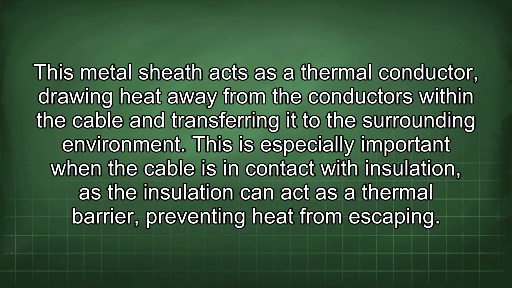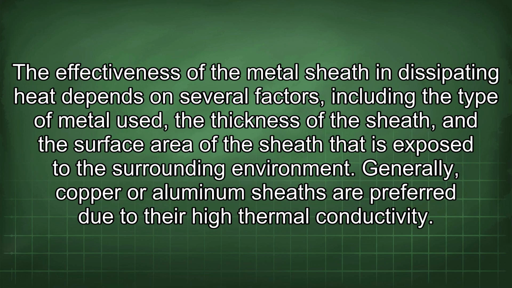This metal sheath acts as a thermal conductor, drawing heat away from the conductors within the cable and transferring it to the surrounding environment. This is especially important when the cable is in contact with insulation, as the insulation can act as a thermal barrier, preventing heat from escaping. The effectiveness of the metal sheath in dissipating heat depends on several factors, including the type of metal used, the thickness of the sheath, and the surface area of the sheath that is exposed to the surrounding environment.